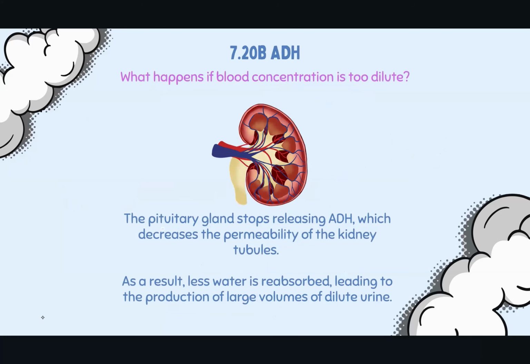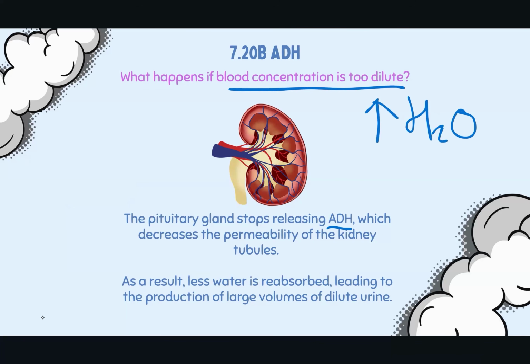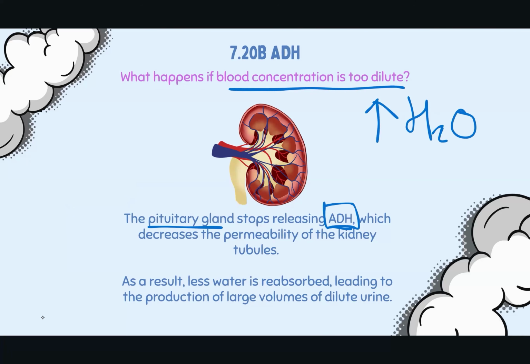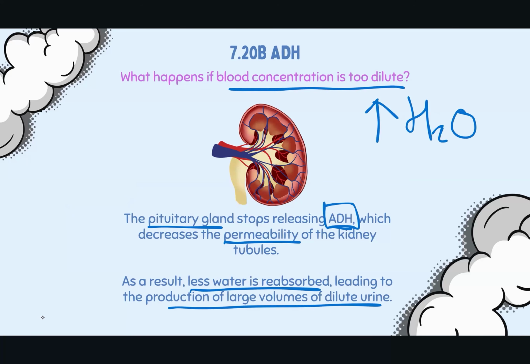Now, the pituitary gland stops releasing ADH. So what happens if the blood concentration is too dilute? Too dilute means lots of water. And having too much water is a problem as well because it can cause cells to burst. Now, ADH stops being released. So the pituitary gland stops releasing ADH, and that causes the tubules in the kidney to become less permeable. As a result, less water is reabsorbed, and that means a large volume of dilute urine is made. So the excess water is urinated out of the body. So you can see it straight away. This is an example of negative feedback.